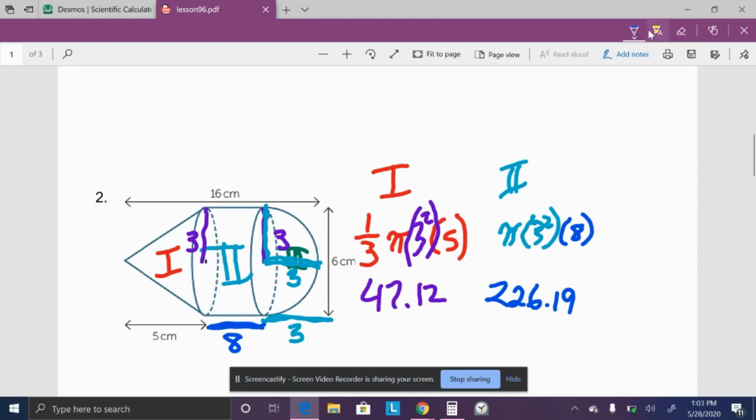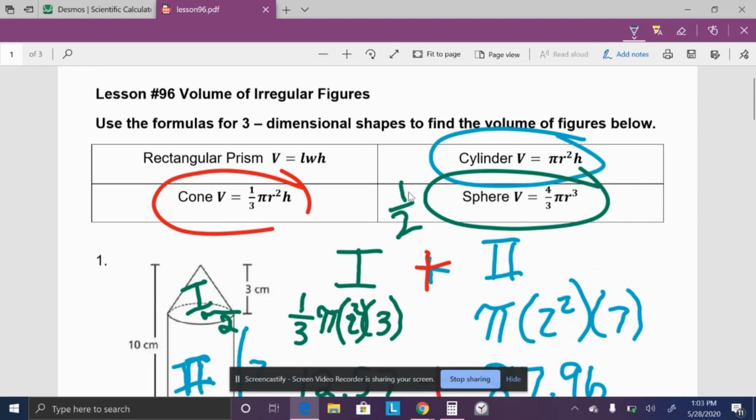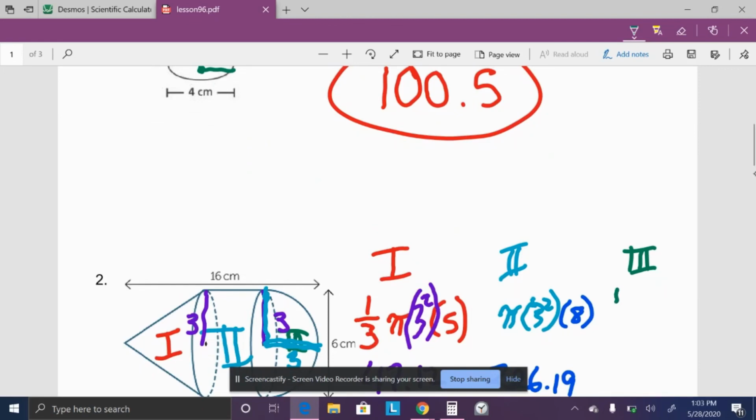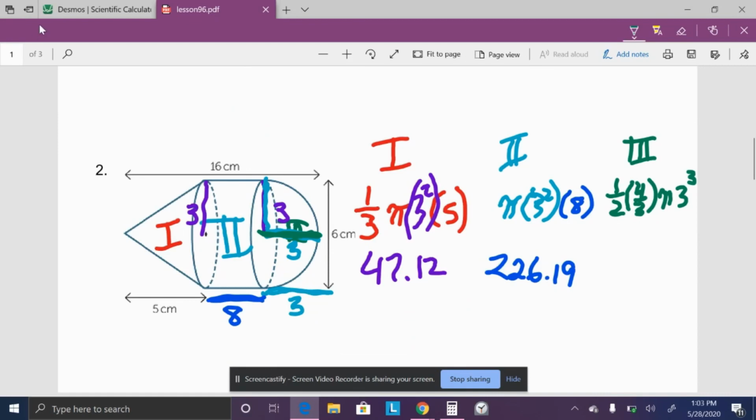And last but not least, we have our sphere. Which is now half of a sphere, though. Be careful, it's half of it. So it's this with the half at the beginning. So it's 1/2 of 4/3 pi r. We know the r is this part right here, 3 cubed. All right, double check. Yep, 4/3 pi r cubed.